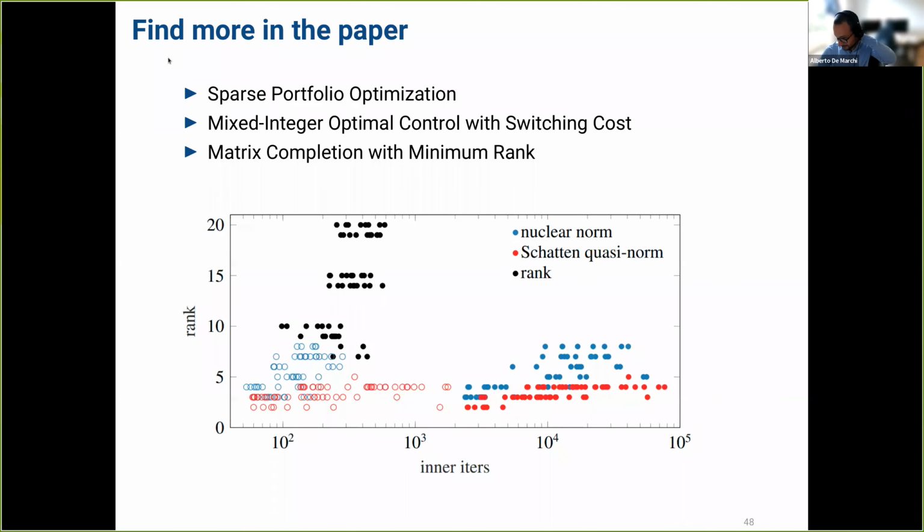If you use just the rank as objective function, you get a solution with high rank. But if you use an approximation of the rank, first the nuclear norm or Schatten p-norm, and then the rank, you get much better results. Here you see the number of iterations and the rank that we obtain. What I want to say with this plot is that there is no black magic behind this.